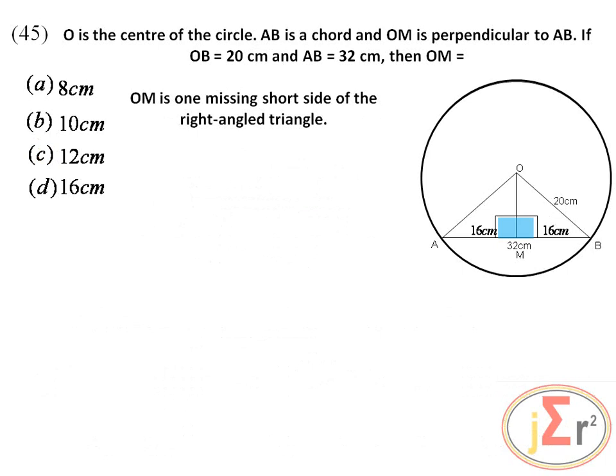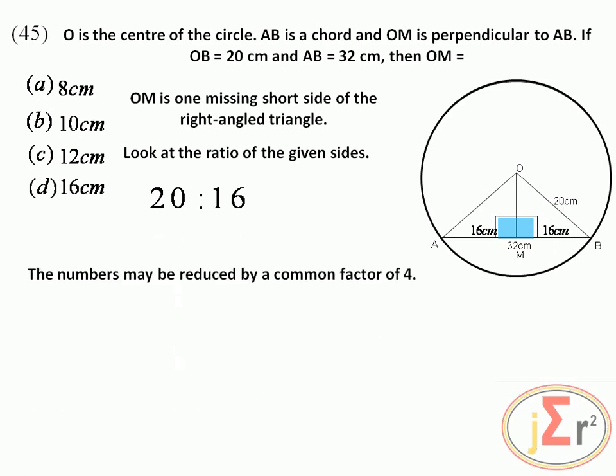OM is one missing short side of the right angled triangle. That is what OM is, a missing short side, because we have the hypotenuse and the other short side. Look at the ratio of the given sides. 20 to 16. Those are the two sides that are given. The numbers may be reduced by a common factor of 4. 16 divided by 4 is 4, and 20 divided by 4 is 5. So we have sides 5 and 4.